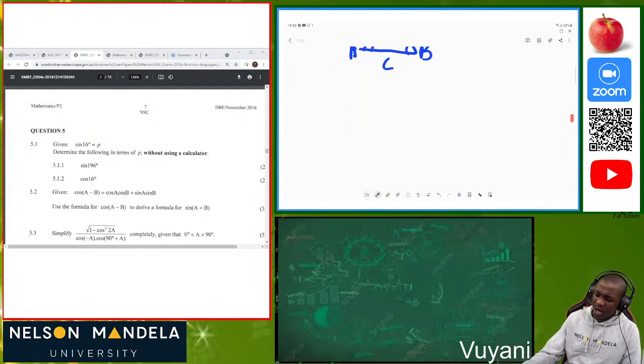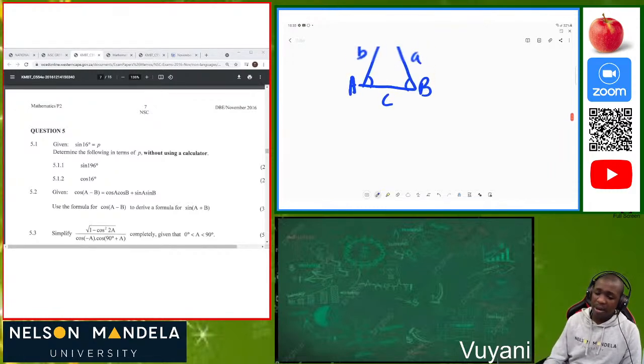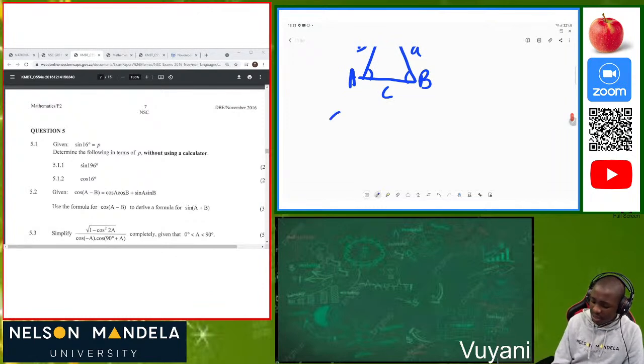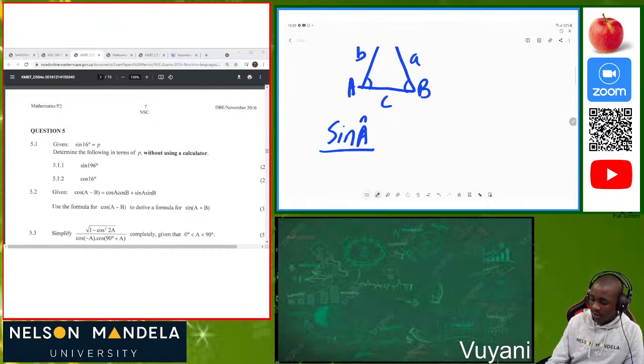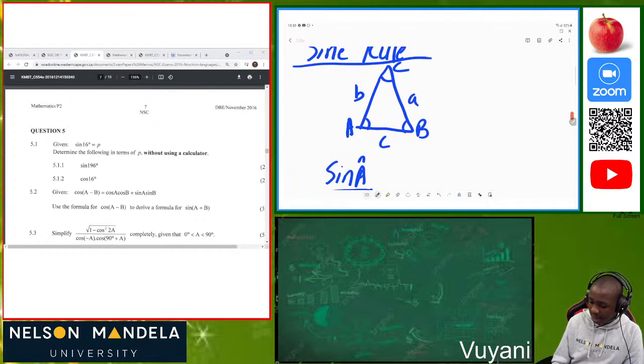Now, on the sine rule, the sine rule is the easiest one. If you have two angles and maybe you have to calculate one side, you can just say, let's say sine of A over, this is our A. We take our A and we include our opposite.